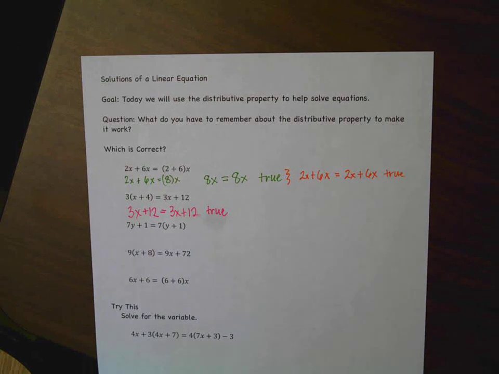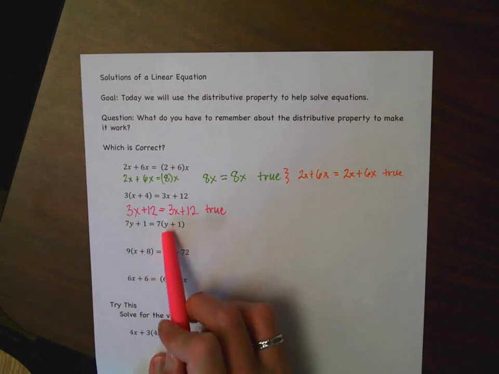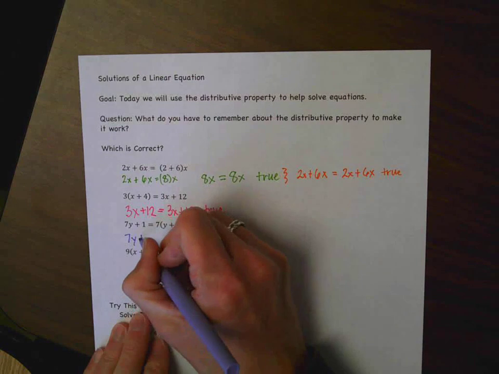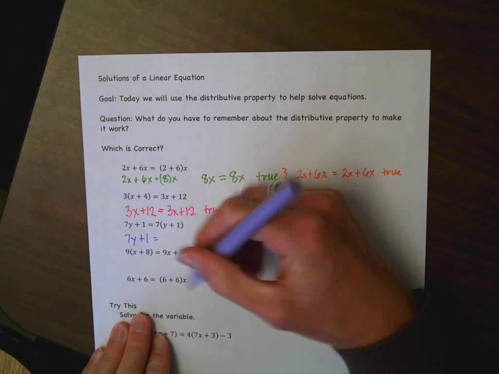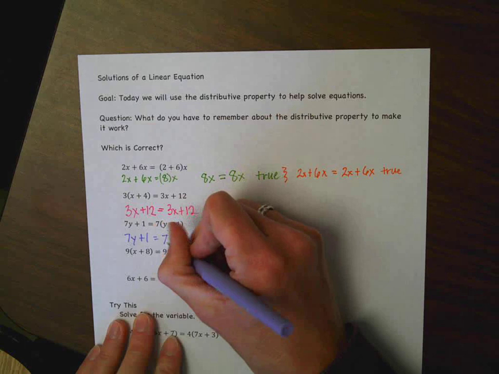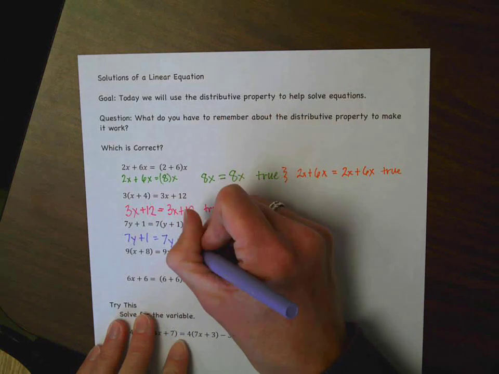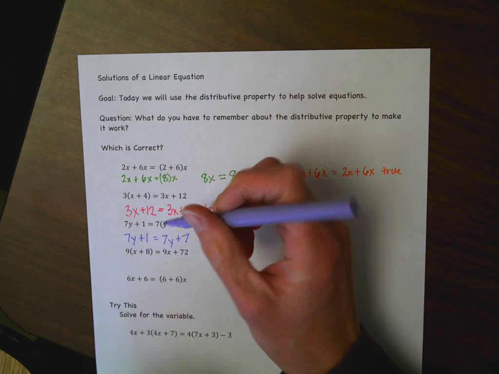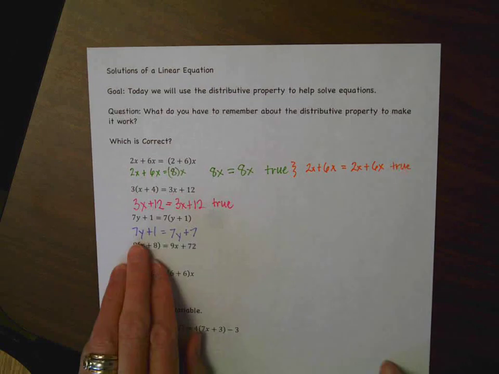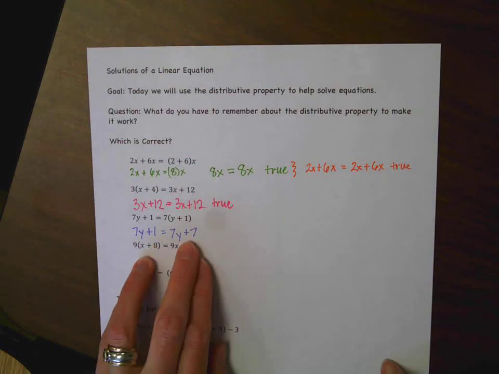All right, let's look at the next one: 7y plus 1 is equal to 7 times the quantity y plus 1. Again, this one is very much like the one above, because y is a variable, you don't know what it is, so you can't combine them. On the left-hand side we have 7y plus 1, and on the right we have y plus 1 seven times. If you have y plus 1 seven times, how many y's do you have? 7. And if you have 7 1's, how much is that? 7. So are these the same? Wow, look at that. That's kind of tricky. 7y plus 1 is equal to 7y plus 7.